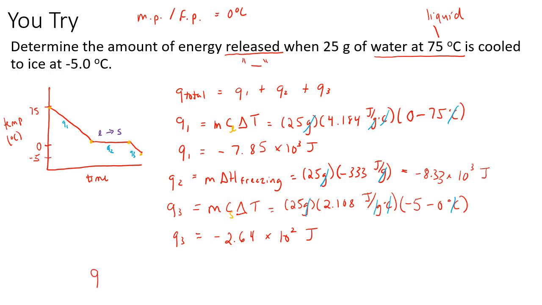The total energy associated with this change we'll get from adding up Q1 plus Q2 plus Q3, and we get -1.64 times 10 to the third joules, which equals -16.4 kilojoules.